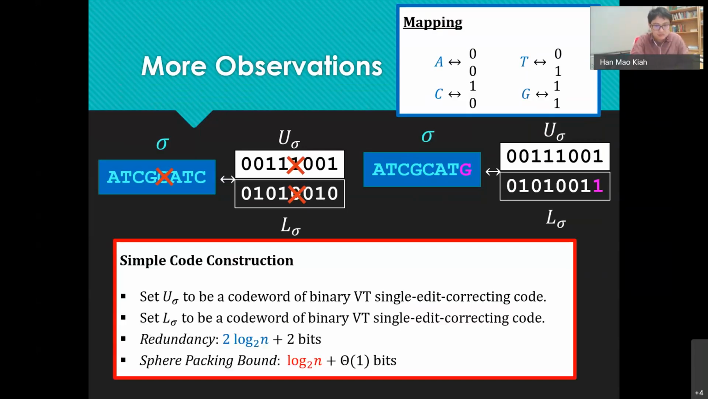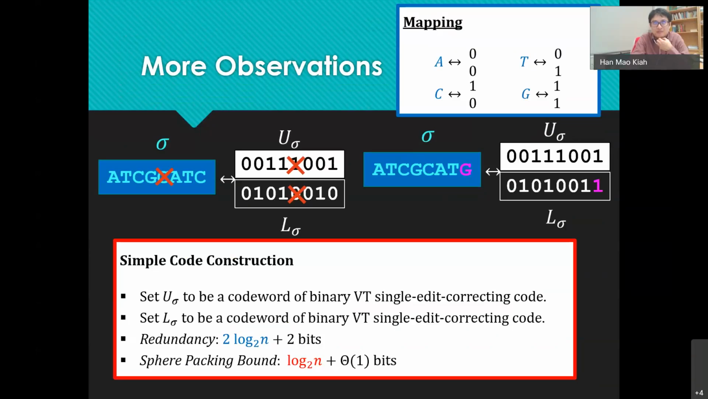So Han, another quick question. So this mapping of A to 00, that is our choice, right? Yes. Because you are looking at only the substitutions like A to T and G to C, is there a possibility that you simply change these mappings so that you get these edits happening in both the top binary sequence and the bottom?